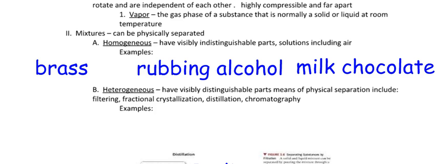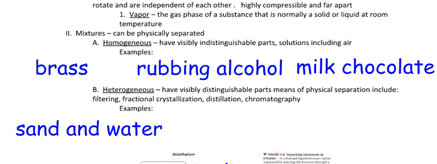All right, so how'd you do? I came up with sand and water first. It's the first day back. You may be missing the beach. Well, that would be a heterogeneous mixture.